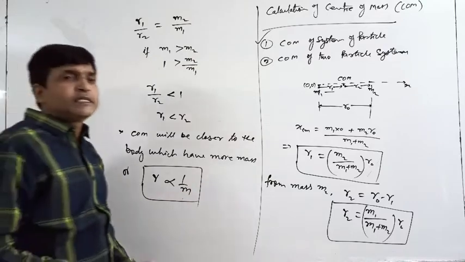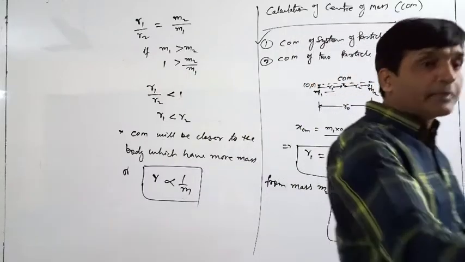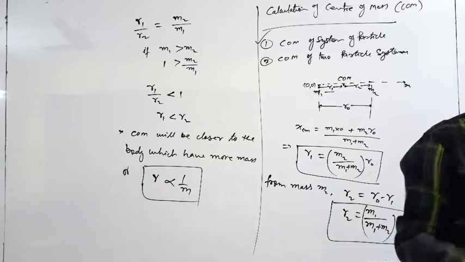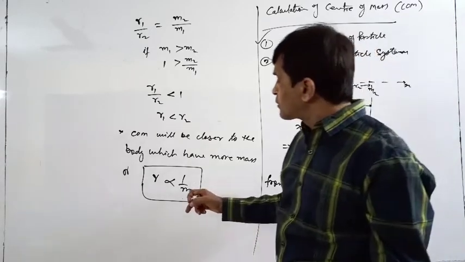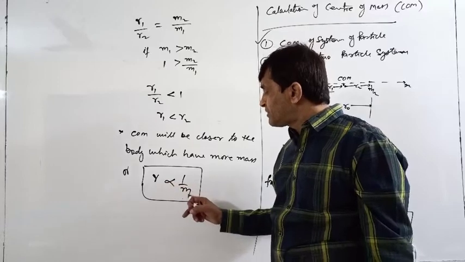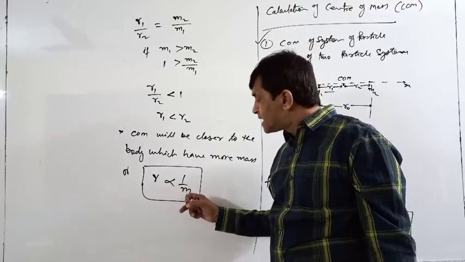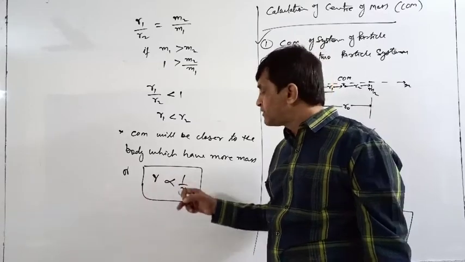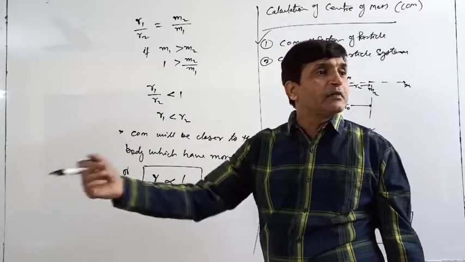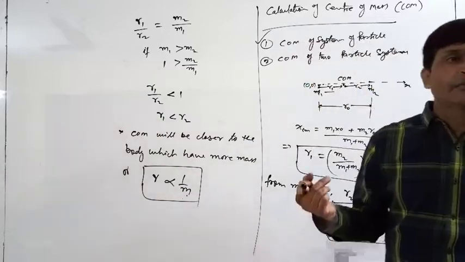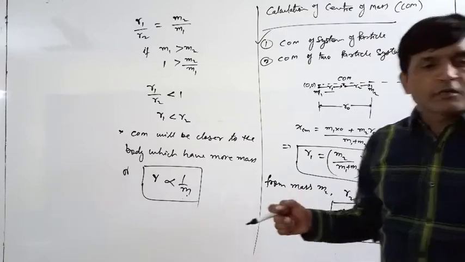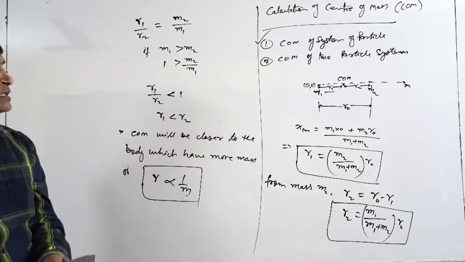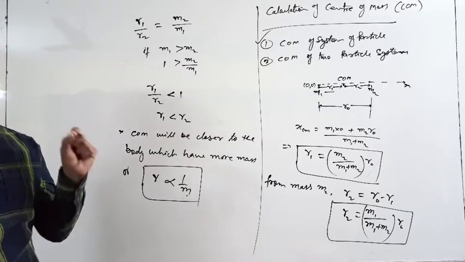It means the center of mass will be closer to the heavier mass and farther from the lighter mass. The center of mass will be closer, it means R will be less if M is more. If M is less, R will be more. The center of mass will be closer to the heavier mass and farther from the lighter mass. Okay, just note this down. These points you have to remember, because many times we will use the two particle system.